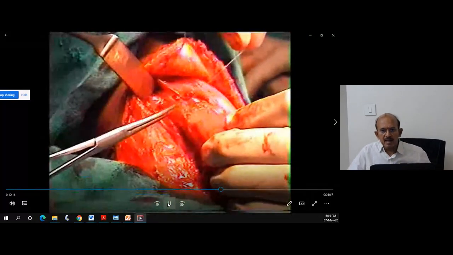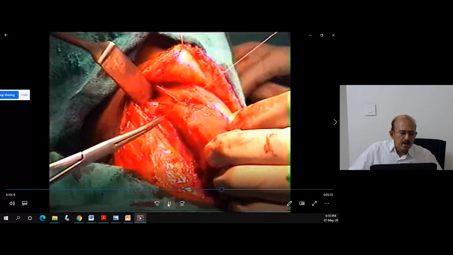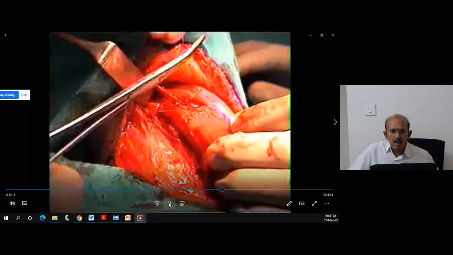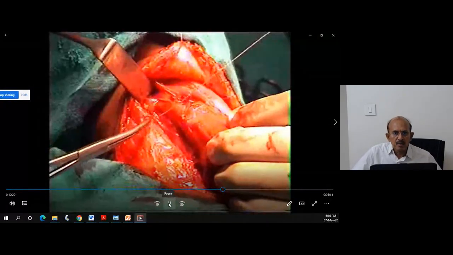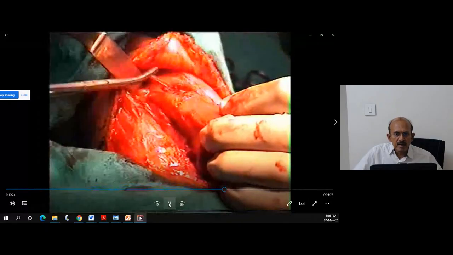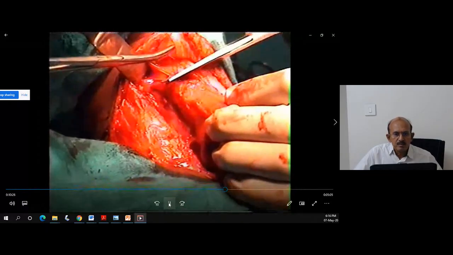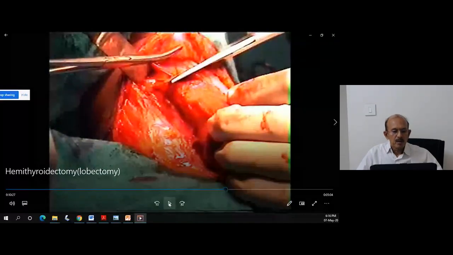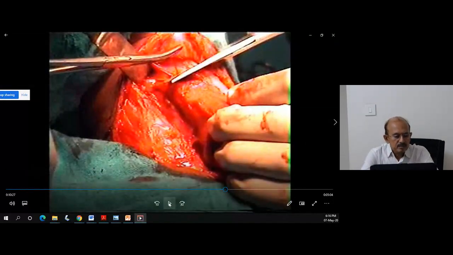Of course, the rest of the surgery is ligation of the superior thyroid artery and then removing the gland by separating it from the trachea and various ligaments. Now I am ligating the superior thyroid artery branches. So I will stop it here. Any doubts?